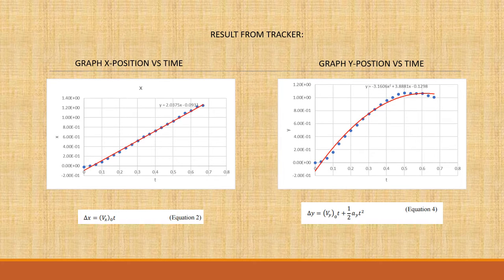We got a graph of x position versus time. So we got linear, which is the equation for the graph. And this is the graph of y position versus time. We got a parabolic graph, and for x position versus time we use equation 2 to get vx naught. Meanwhile for y position versus time we use equation 4 to get vy naught.